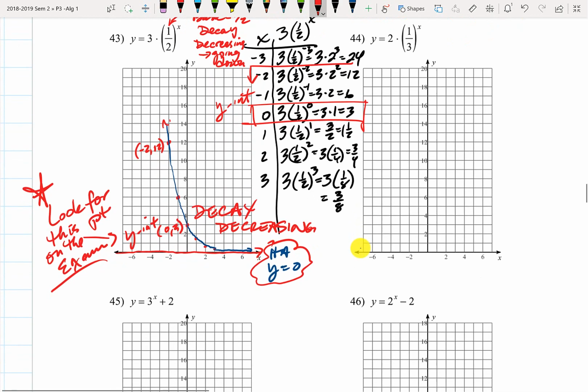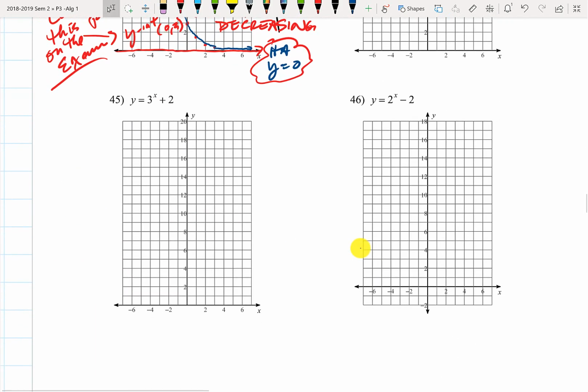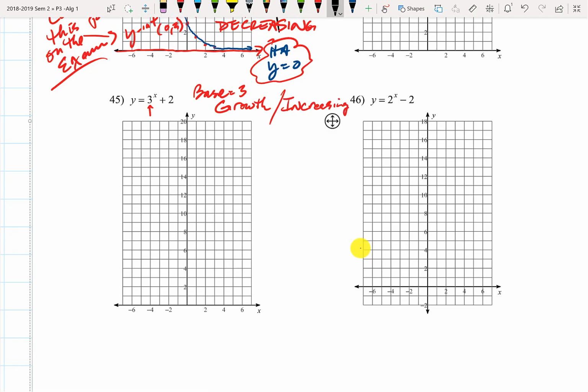Okay, a lot different than 45 and 46. You could do 44. It's in the same genre. This is also decay right here. Base is 1/3. You do your table of values. I'll do this one here. This is growth, base is 3. It's a growth function, so it's increasing. It's going up. If you look at your notebook, you'll see that all growth functions go up.